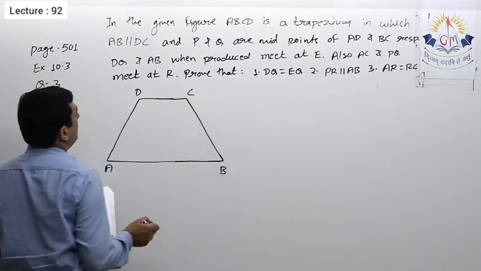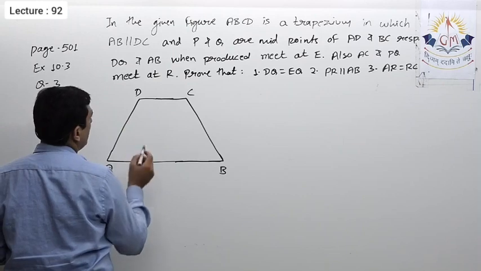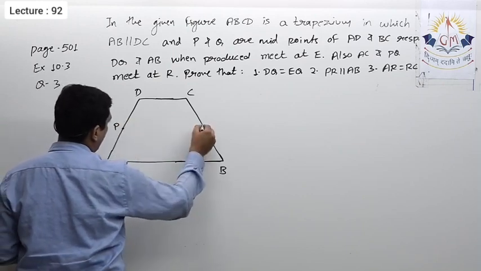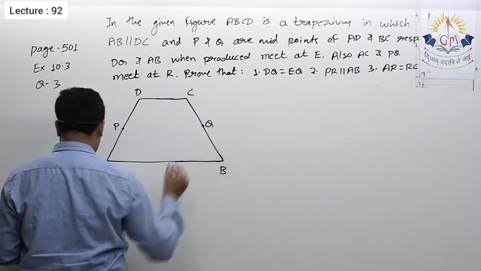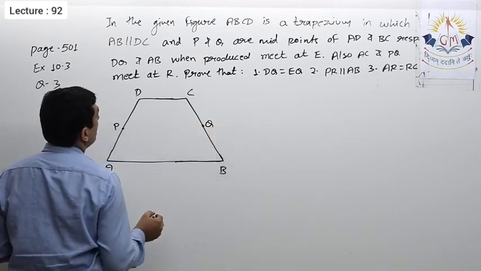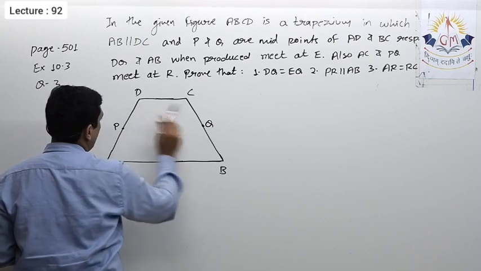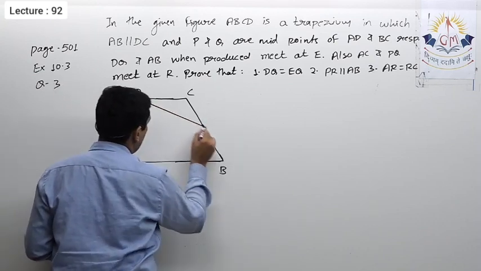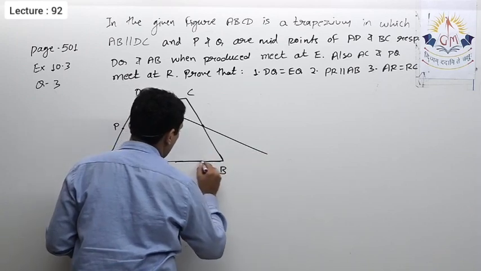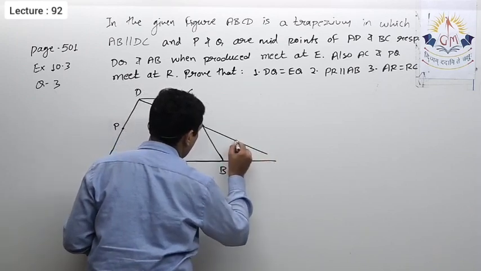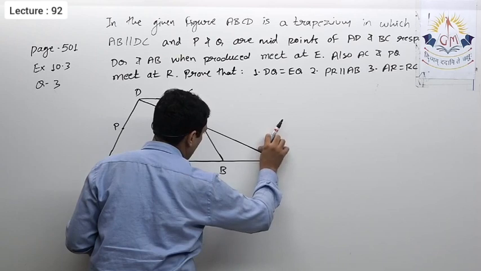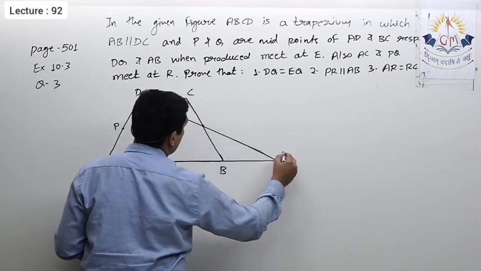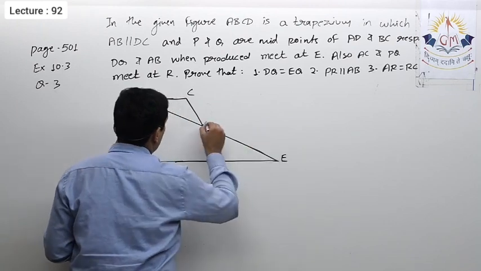Okay. Further it is given AB parallel DC, P and Q are midpoints of AD and BC. P is midpoint of AD, Q is midpoint of BC. Then also DQ, when I produce DQ in this way, and when I produce AB, definitely they meet as they are not parallel, and the meeting point of these two sides is given E.